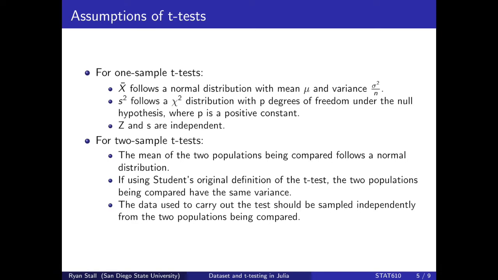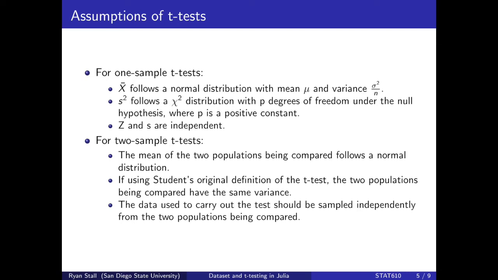For one-sample t-test, we must assume that x bar follows a normal distribution with mean mu and variance sigma squared over n. We must also assume that s squared follows a chi-squared distribution with p degrees of freedom under the null hypothesis, where p is a positive constant. Finally, we must assume that z and s are independent.